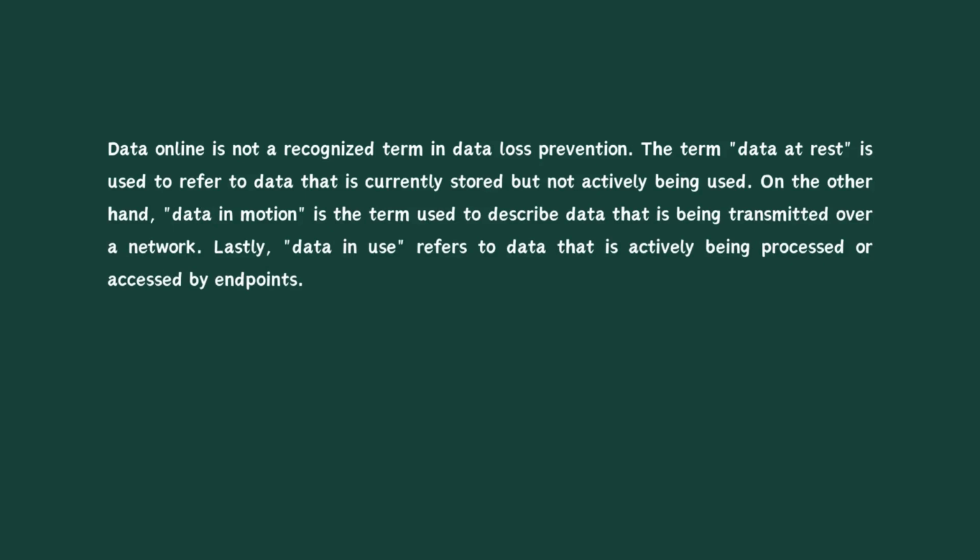Data online is not a recognized term in data loss prevention. The term data at rest is used to refer to data that is currently stored but not actively being used. On the other hand, data in motion is the term used to describe data that is being transmitted over a network. Lastly, data in use refers to data that is actively being processed or accessed by endpoints.